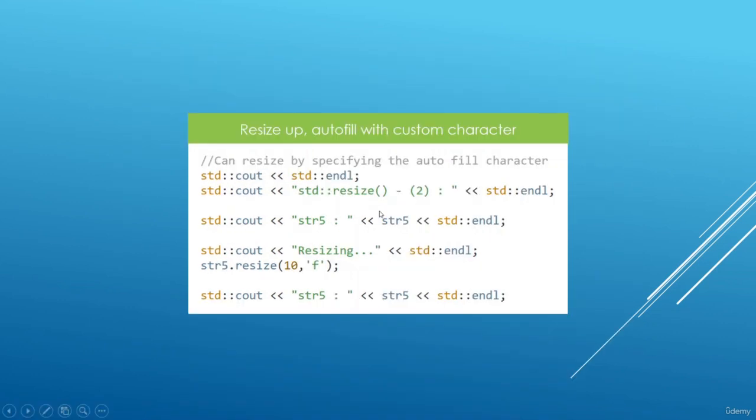If you really want to see this autofill character, you can specify it. For example, here we have a version of resize that is going to take a second parameter, and you can specify what character is going to be your autofill character. And if you do things like this, you're going to see it printed on the console. And we're going to see that in a minute when we hit Visual Studio Code.